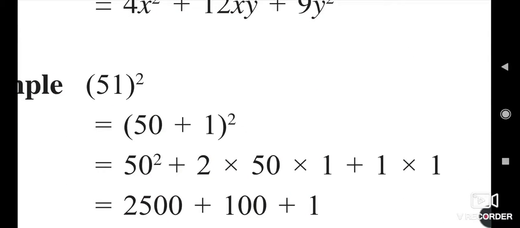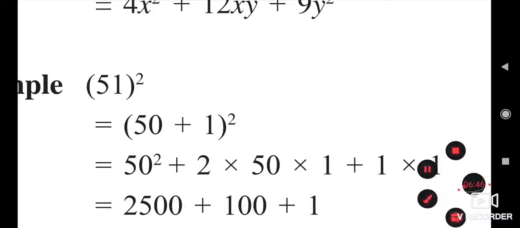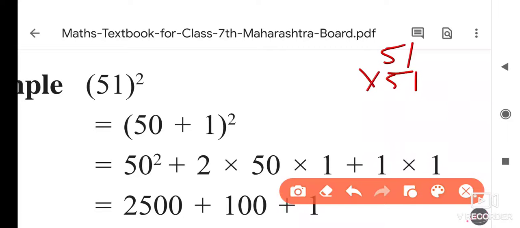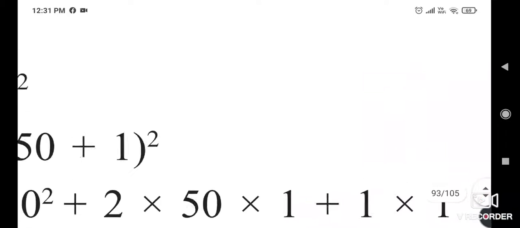You can find the 51 square by multiplying 51 into 51 also. But to solve it very fast, we can use a formula, the expanded form, also. So how to find it?